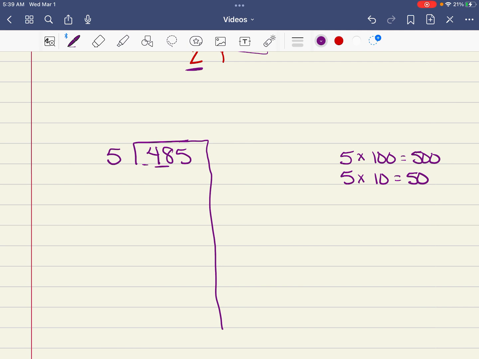Well, let's look at the first two numbers here. We got 48. How many groups of 5 can we get out of 48? Quite a bit, right? 9? Because 5 times 9 is 45, right? So therefore, 5 times 90 would be 450. Let's do that. Let's pull out 90 groups.